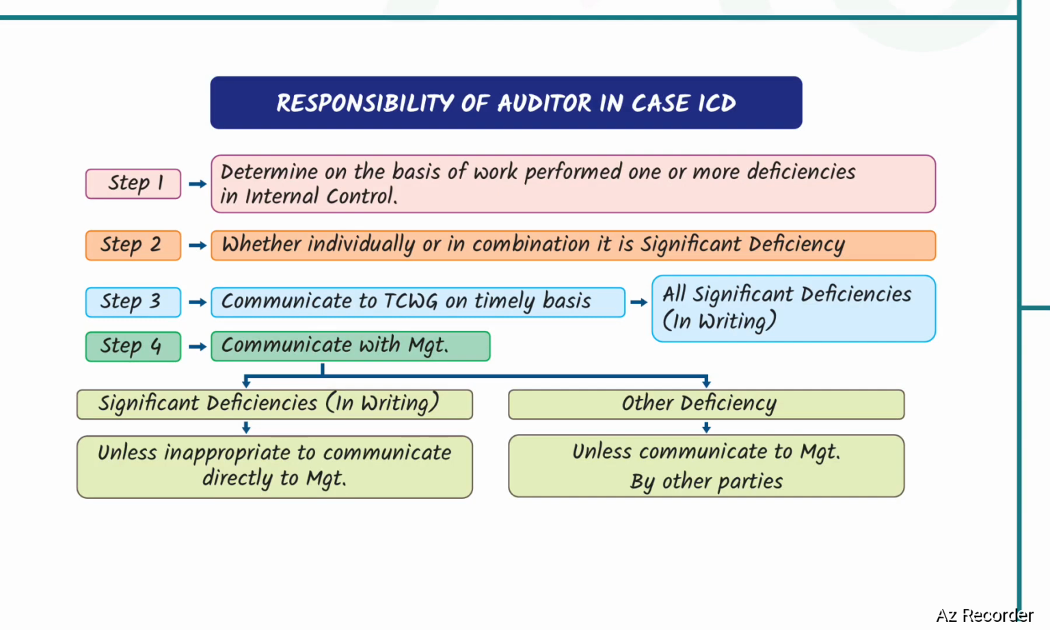Step number 4, communicate with management the significant deficiencies in writing, unless it is inappropriate to communicate directly to management. Other deficiencies need to be communicated to management unless communicated by other parties.